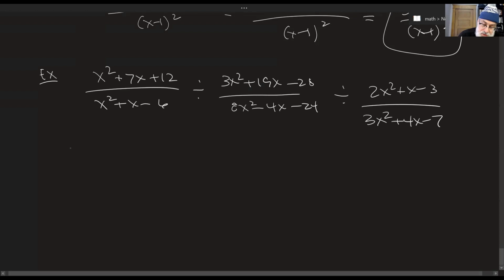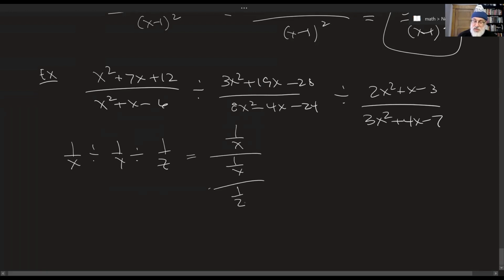If I have 1 over x divided by 1 over y divided by 1 over z, what does that really look like? Well, that is a really ugly way to think about it. We're not going to do that, obviously, but you can see how if I wrote it that way, this would be a little bit unruly.